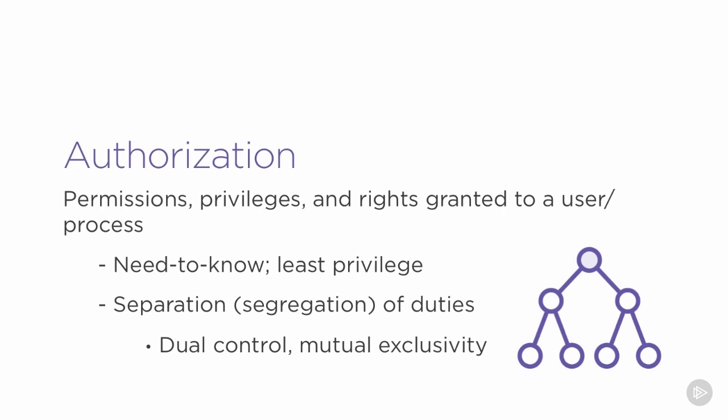Another way to implement separation or segregation of duties is through mutual exclusivity. That says if a person inputs data, they would not be allowed to approve it. A person may be able to both approve and input data. However, they would not be allowed to approve the data they had input. They could only approve data somebody else had input. Those two actions, inputting and approving, are mutually exclusive.